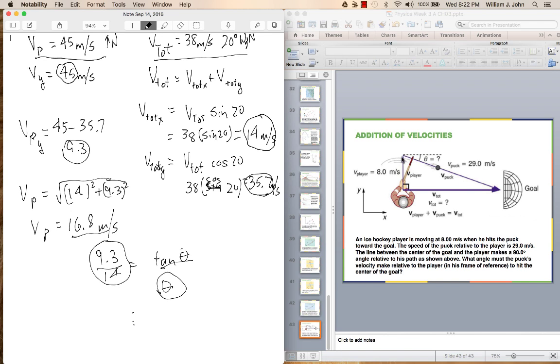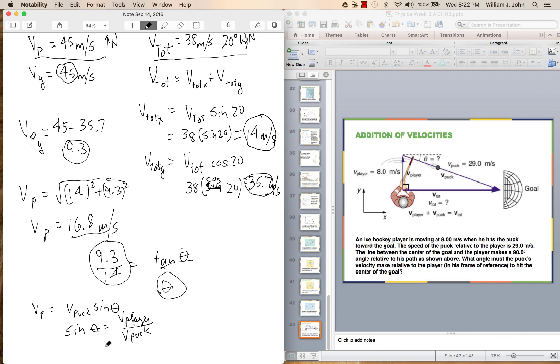So this is the side opposite. So v puck, the velocity of the puck, times the sine of this angle is equal to the velocity of the player. So the velocity of the player is equal to the velocity of the puck times the sine of theta. Okay, so that means that the sine of theta is equal to the velocity of the player divided by the velocity of the puck.